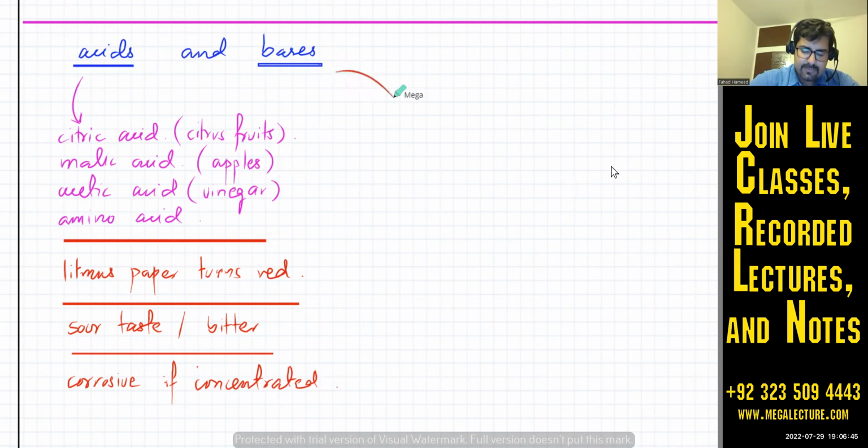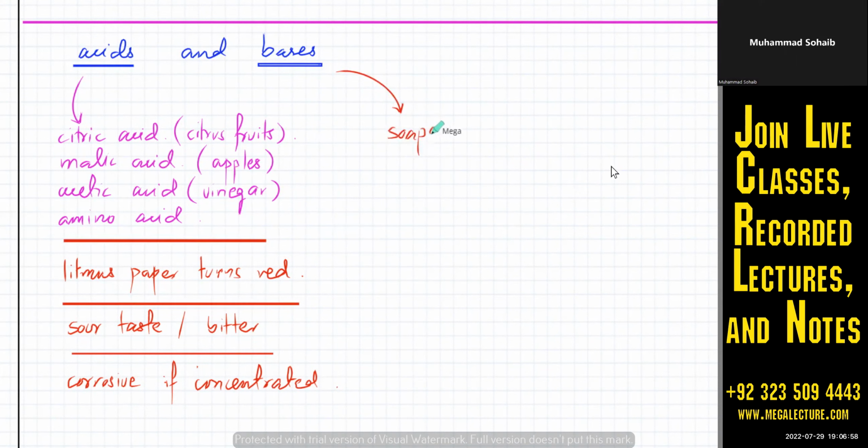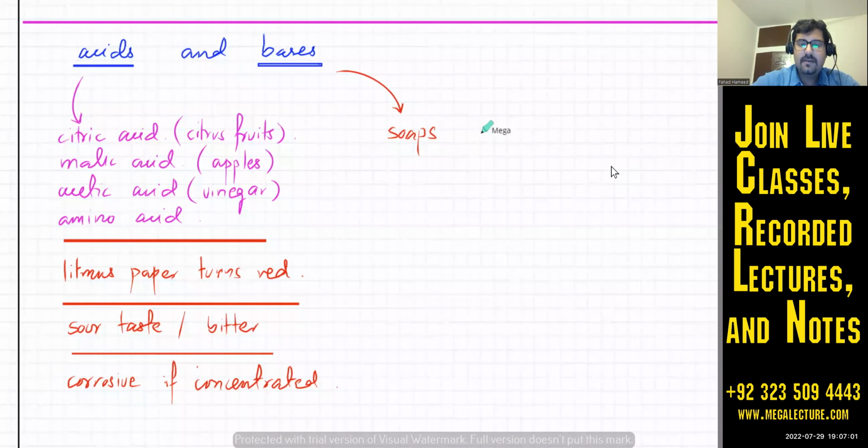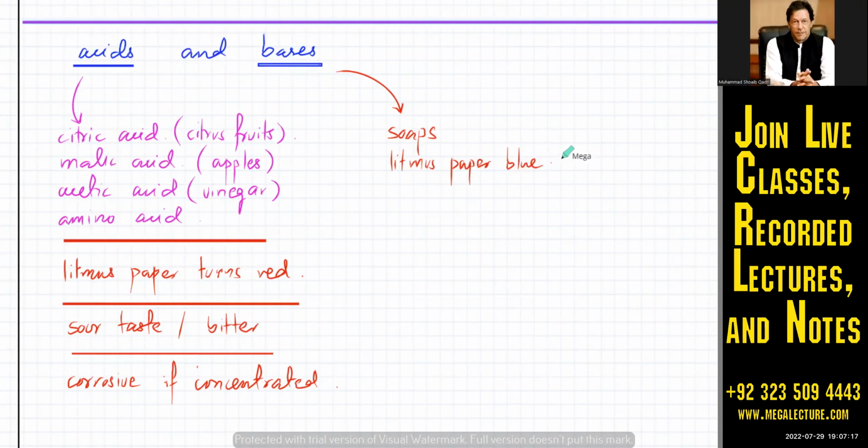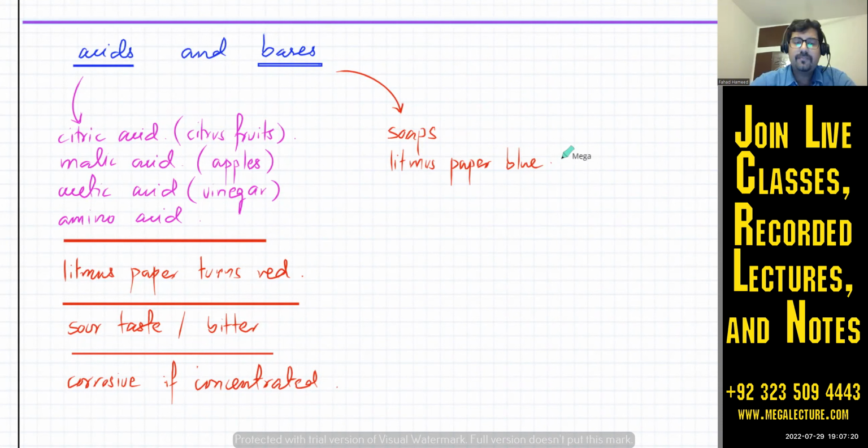What are the properties of bases? Bases are the exact opposite. Most soaps are actually bases. Sir, detergents. Yeah, those are bases, and they would turn litmus paper blue. They're also corrosive if they are concentrated. Most of the soaps that you use are definitely bases.